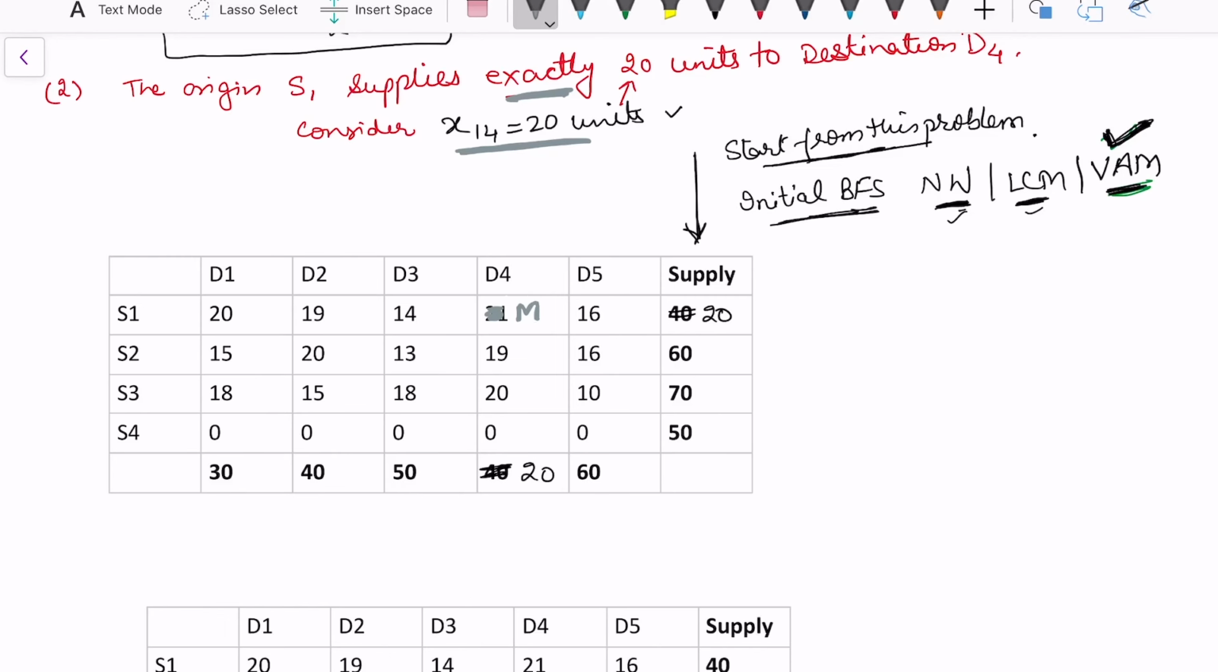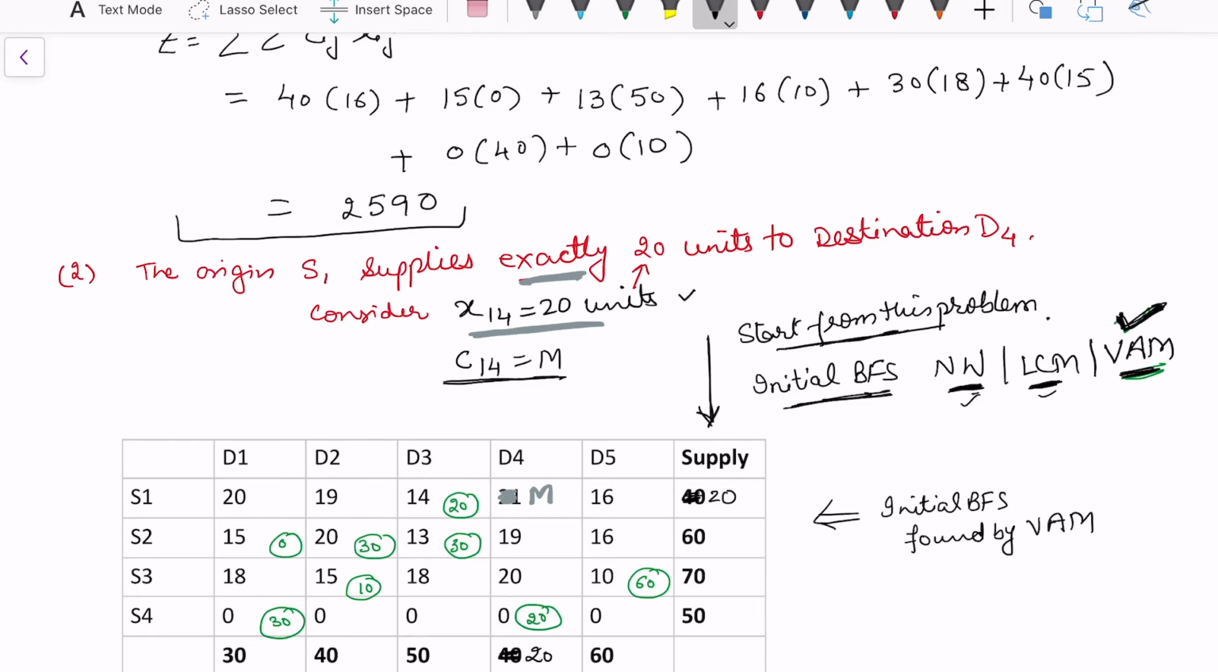So in addition to this, we consider C14 as M. So we block this, ensuring that no further allocation is going to come in this particular cell. Now Vogel's approximation method gives me the allocation as given in this particular table. And we need to now check the UiVj. So we need to check Zij minus Cij for the non-basic variables.